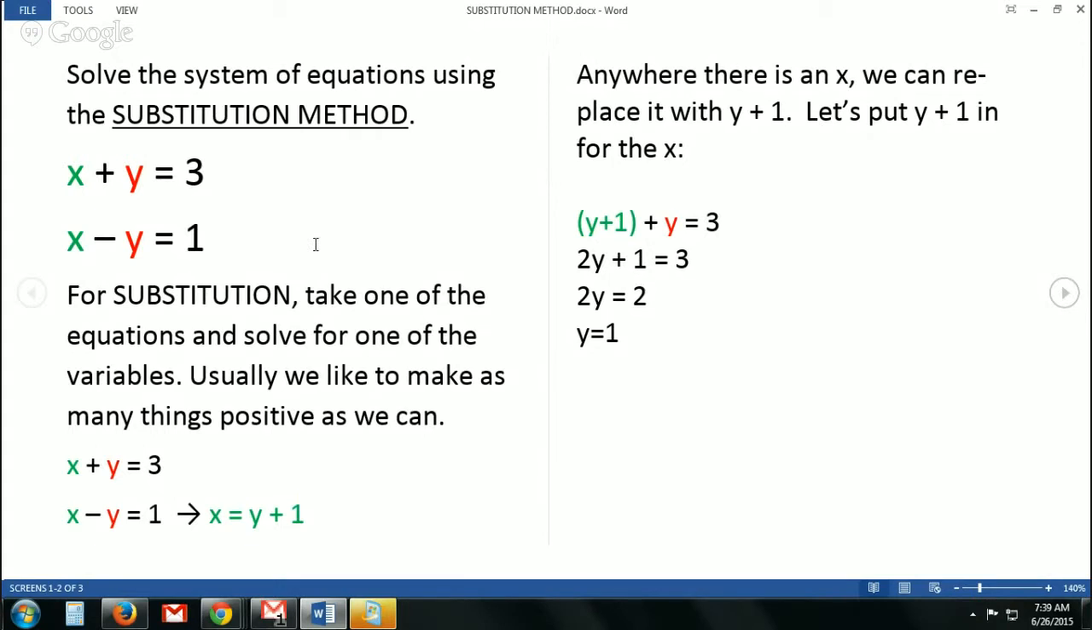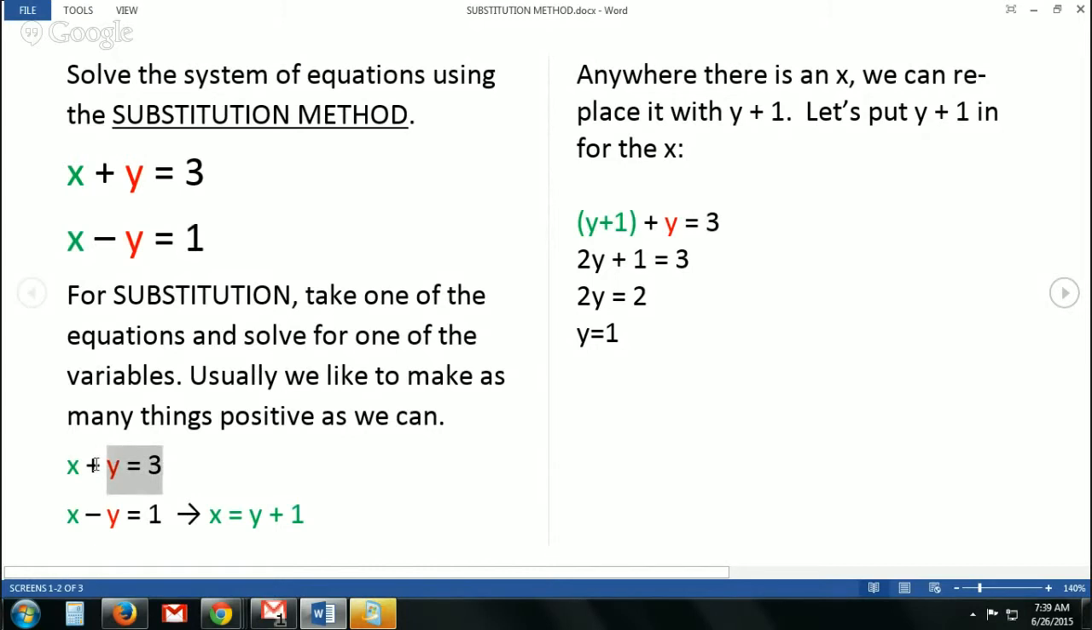For substitution, we're going to take one of the equations, doesn't matter which one, and we're going to solve it for one of the variables, doesn't matter which one. Usually, the best thing for you to do is to make as many things positive as you possibly can. That usually gives you better arithmetic later on as you continue to work the problem. So knowing that, I'm going to take the bottom equation and I'm going to solve it for x.